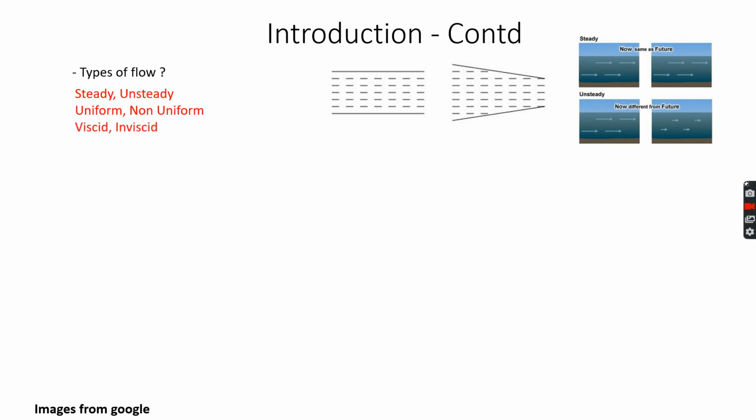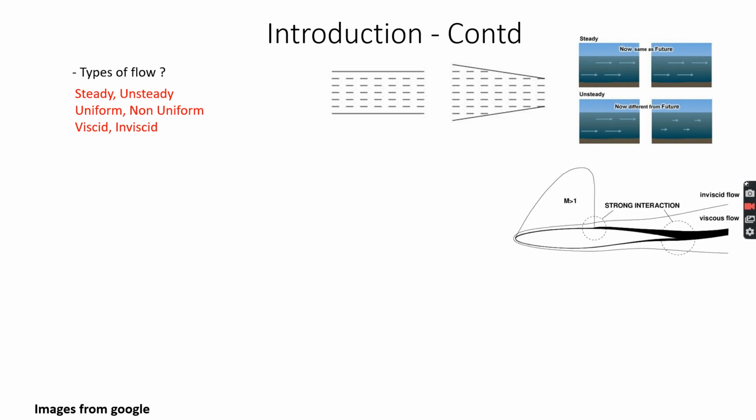And speaking about the other types of flow, which are the viscid and the inviscid flow, sorry. One good example over here, as you can see, is a flow where the Mach of the flow is greater than 1. And as you can see over here, there is an inviscid flow for the Mach which is greater than 1, but around the boundary layer of the aerofoil, which is shown over here, there is a viscous flow, and there will be regions of strong interaction between the inviscid flow and the viscid flow over here.